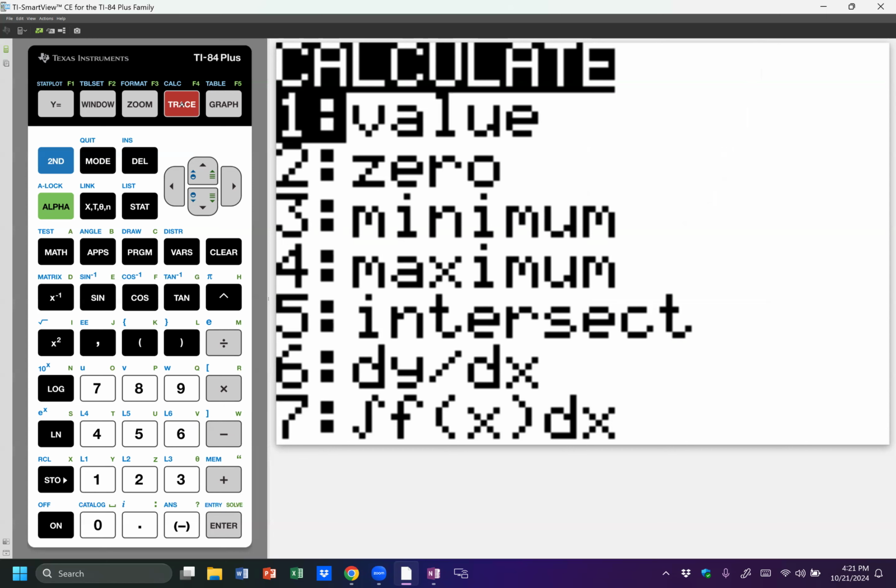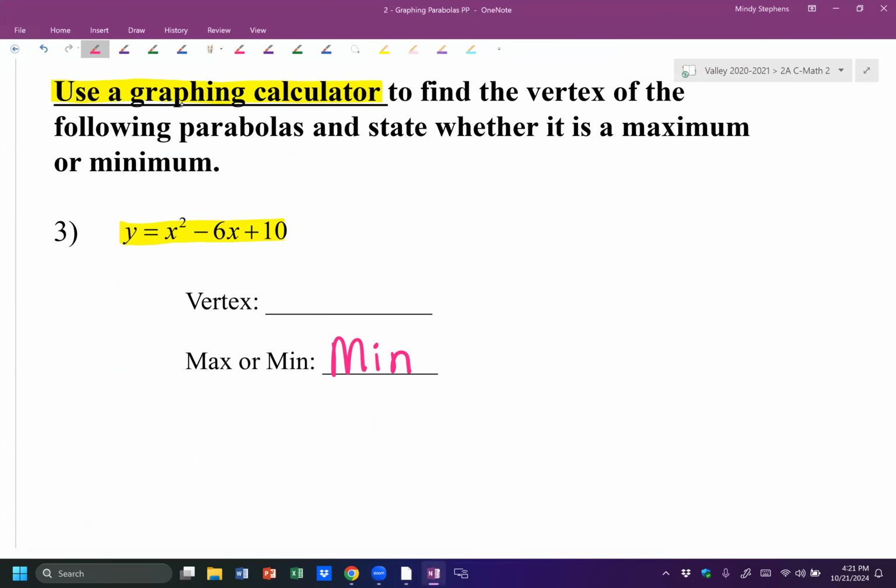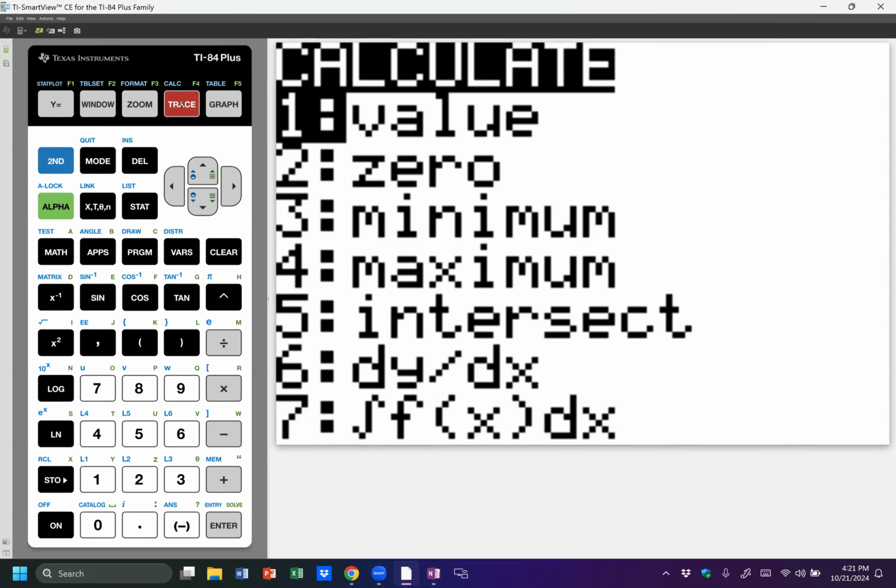Once you get to this calculate screen, we want to calculate either a minimum or a maximum, depending on what the graph looked like. We already wrote down that it is a minimum. So we're going to calculate a minimum. We're going to go to number 3. If it's a maximum, then you would go to number 4. So we're going to go down to number 3.